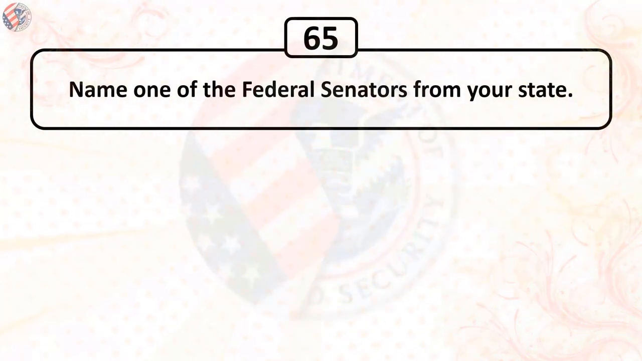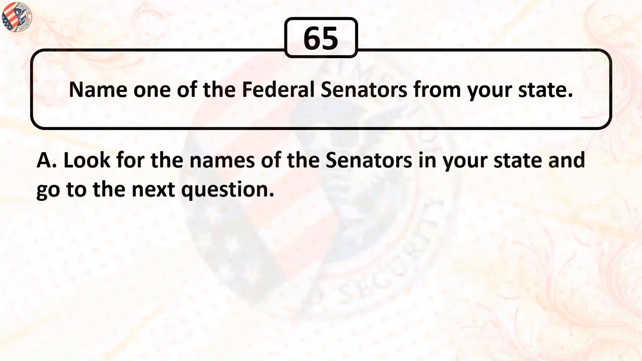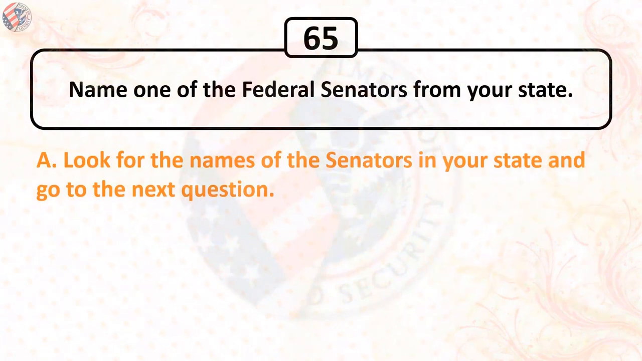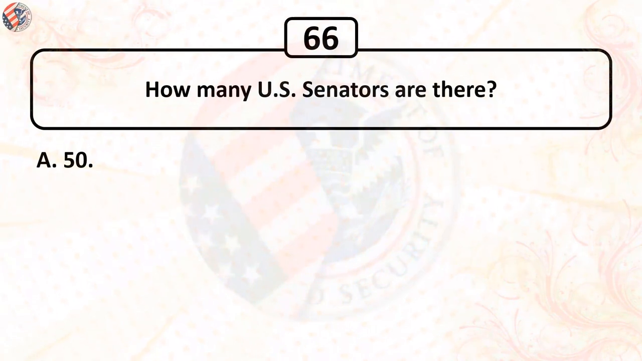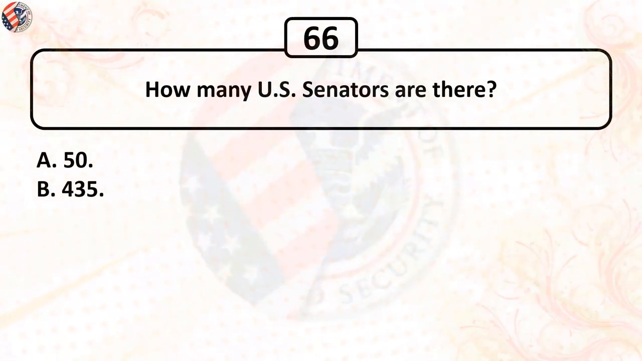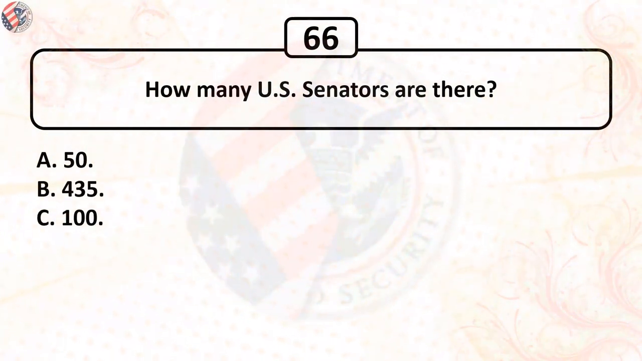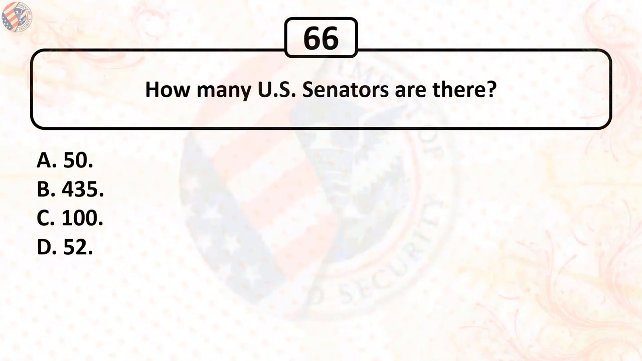Name one of the federal senators from your state. A. Look for the names of the senators in your state and go to the next question. How many U.S. senators are there? A. 50. B. 435. C. 100. D. 52.